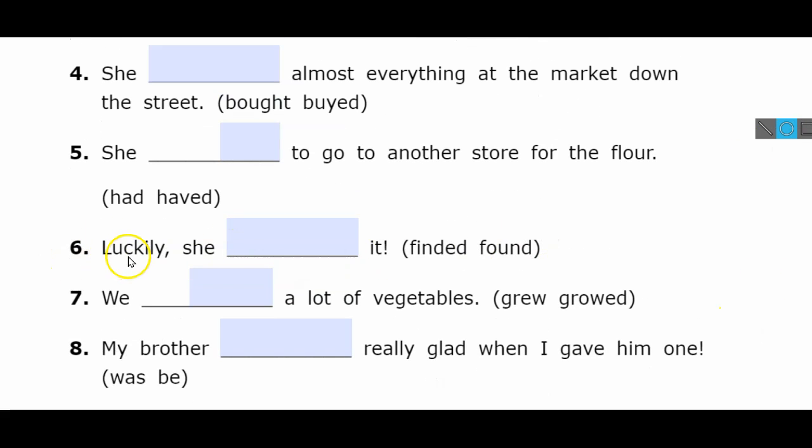And then 6, likely she blanked it. Found. 7, grew. We grew a lot of vegetables. And then 8, my brother was, not my brother be.